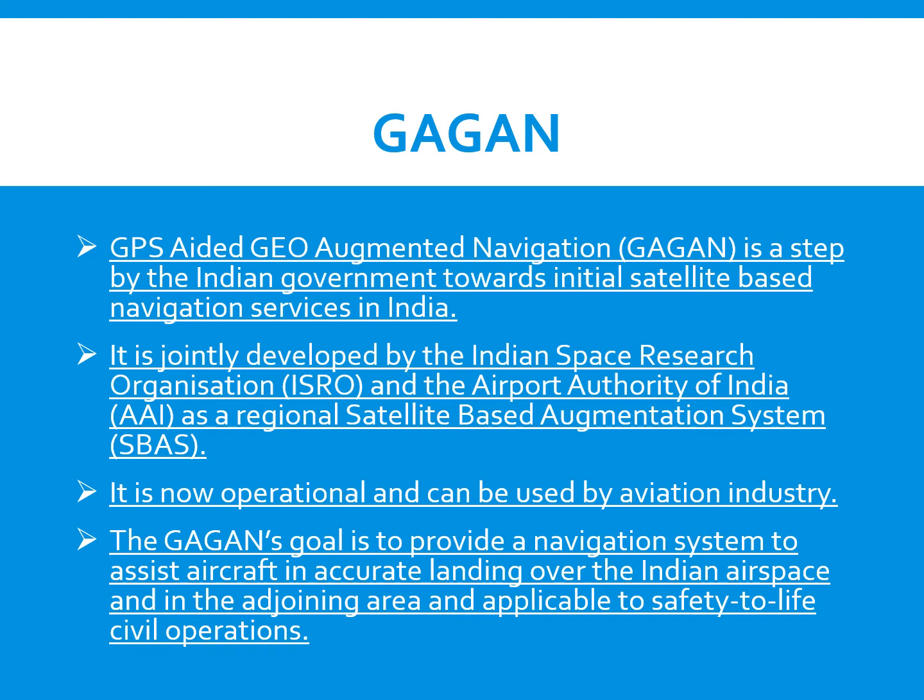It is jointly developed by the Indian Space Research Organisation (ISRO) and the Airport Authority of India as a regional satellite-based augmentation system. It is now operational and can be used by the aviation industry. The GAGAN's goal is to provide a navigation system to assist aircraft in accurate landing over the Indian airspace and in the adjoining area, and applicable to safety to life civil operations. GAGAN is interoperable with other international satellite-based augmentation systems.